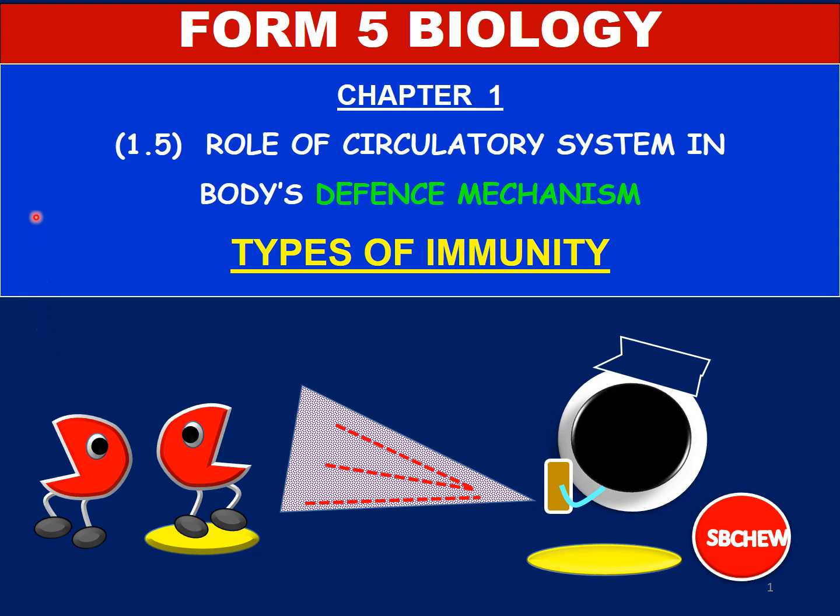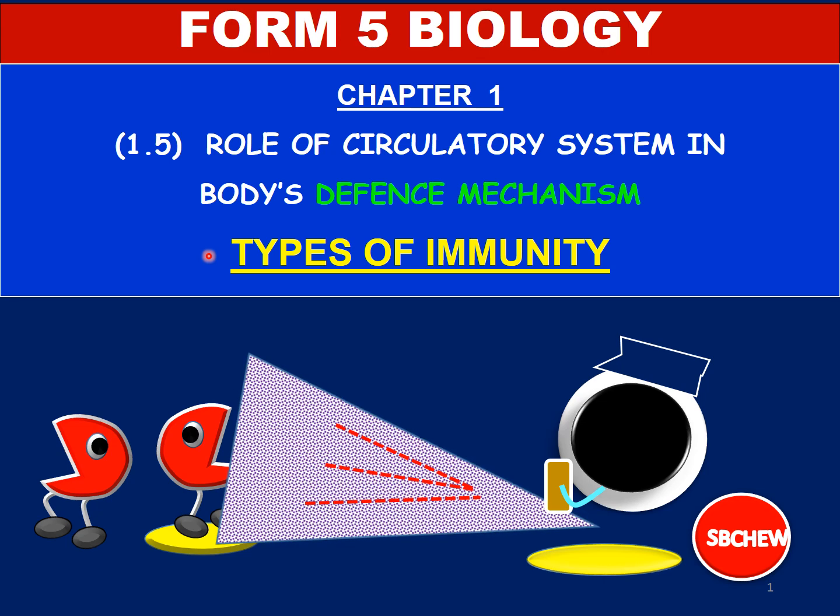Welcome back to another video on Form 5 Biology. In this video, we'll be studying the role of the circulatory system in the body's defense mechanism, and we'll talk about types of immunity. So this lesson will be divided into two parts, two videos. The first video here will talk about active immunity, and the second one will talk about passive immunity.